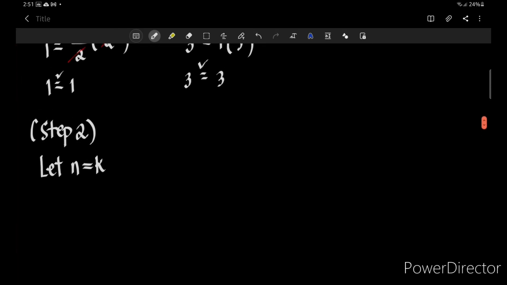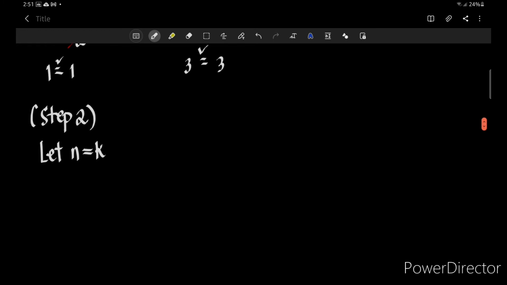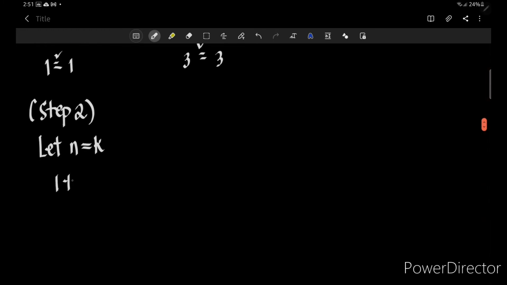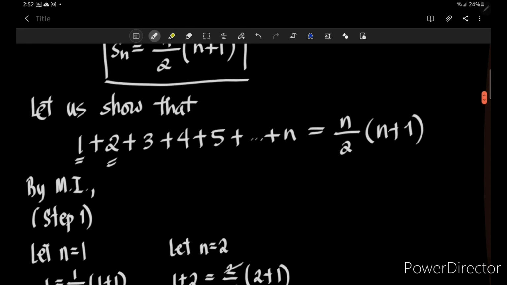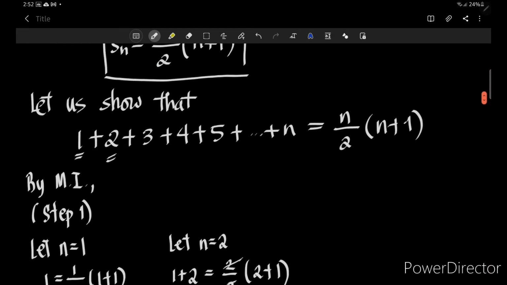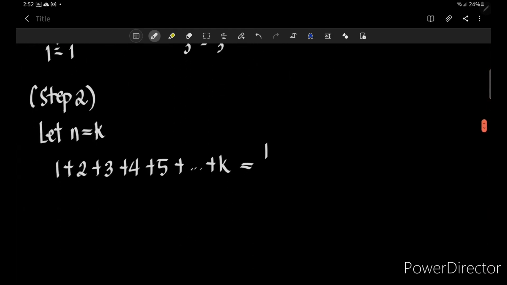Okay. Now, sa left side, being n is equal to k, we have 1 plus 2 plus 3 plus 4 plus 5 plus all the way up to k. Then, sa right side, lahat ng n na makikita natin ay papalitan lang natin ng k. So, we have k over 2 times k plus 1. Ina-assume natin na ito ay totoo.